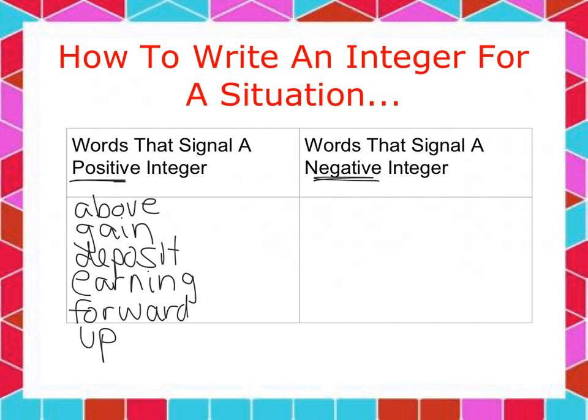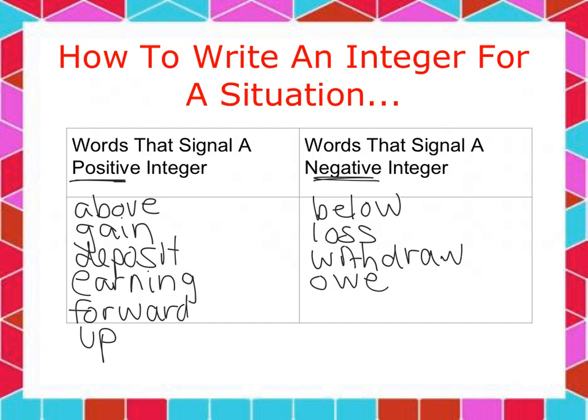Now let's talk about words that signal a negative integer. Instead of above, we would have below, would signal a negative integer, as well as a loss. Or if I withdraw money from my bank account, or I owe someone money, or I move backward or down. Again, that's not a comprehensive list, but it's a good list to get you started.